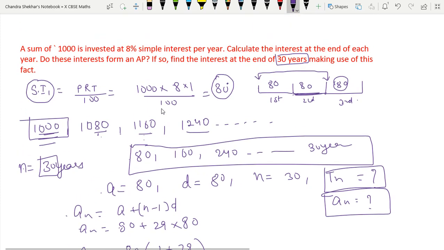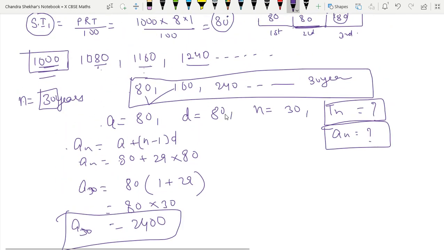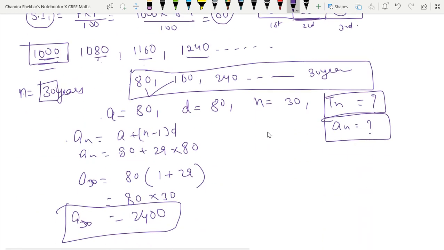So yes, do these interest form an AP? The question, in fact, we went wrong in the beginning part. It was not asking for the principal amount here. Yes, they were asking whether the interest forms an AP. Yes, this interest forms an AP. And we are supposed to find the interest at the end of 30 years. That is 2,400. Remember, don't get confused. 2,400 is not the sum of all the interest here, but yes, it's the interest at the 30th year. Okay. Obviously, it will be the total interest by then, because this is simple interest here.